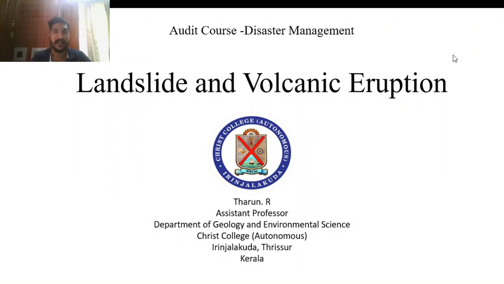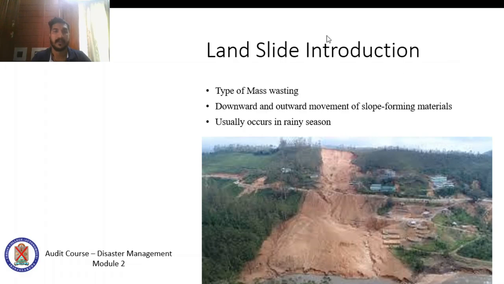So, we will start with the landslides. The term landslides describes a wide variety of processes that result in the downward and outward movement of slope-forming material that includes rock, soil, some artificial fill, or a combination of these. And the materials may move by falling, toppling, sliding, spreading, and flowing.